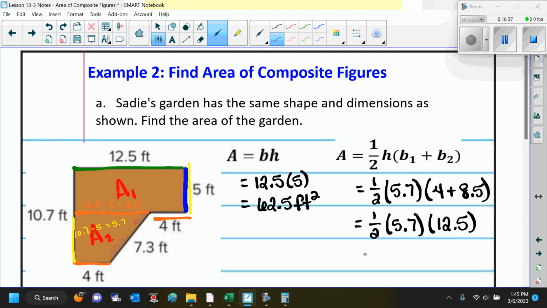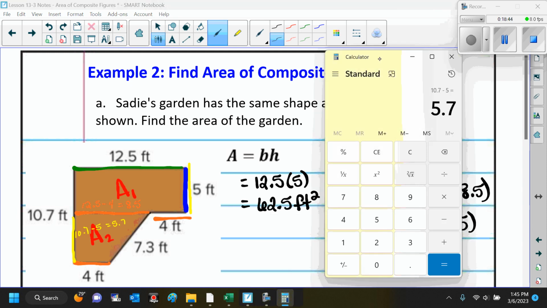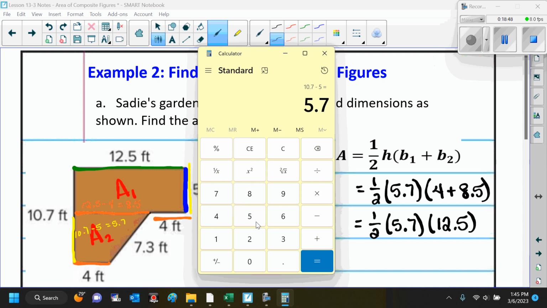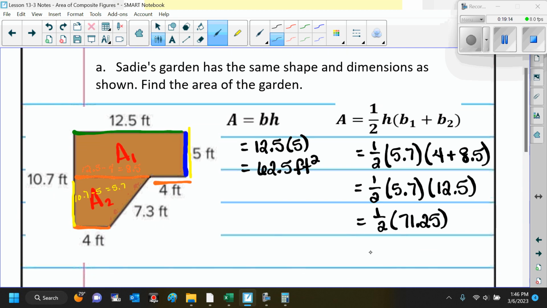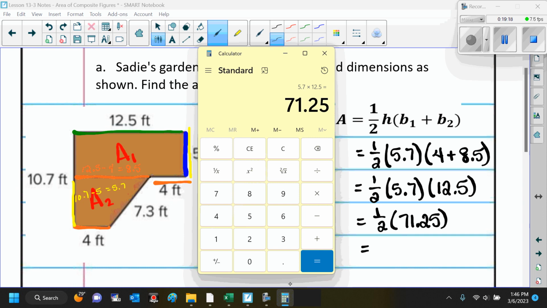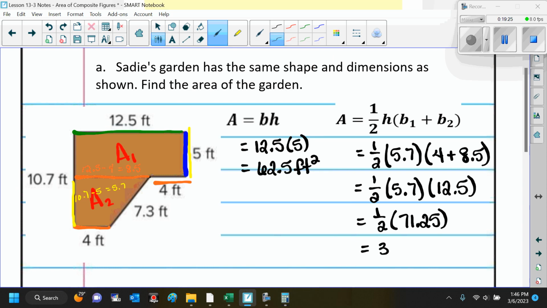And now I can multiply in any order I want. So I'm going to multiply these two decimals together, and then I'm going to divide by 2. So we've got 5.7 times 12.5, and that's going to give us 71.25. So this is 1/2 of 71.25. When we take half of something, we just divide by 2, right? So we take 71.25, still in my calculator, divide by 2, and that gives us 35.625 feet squared.